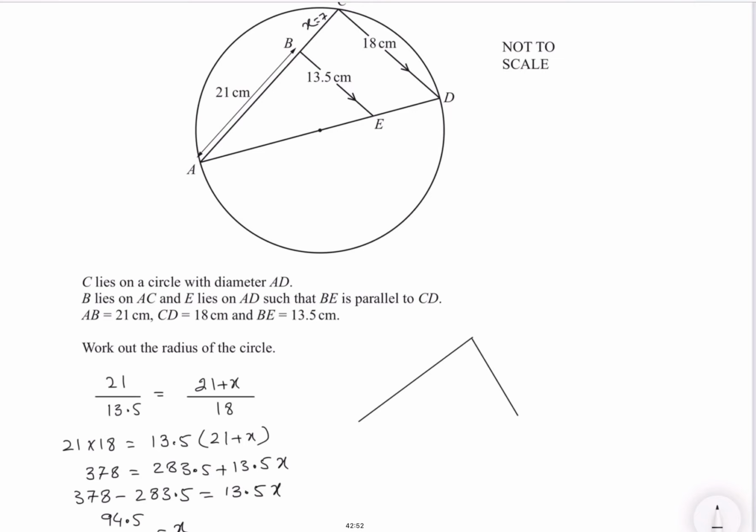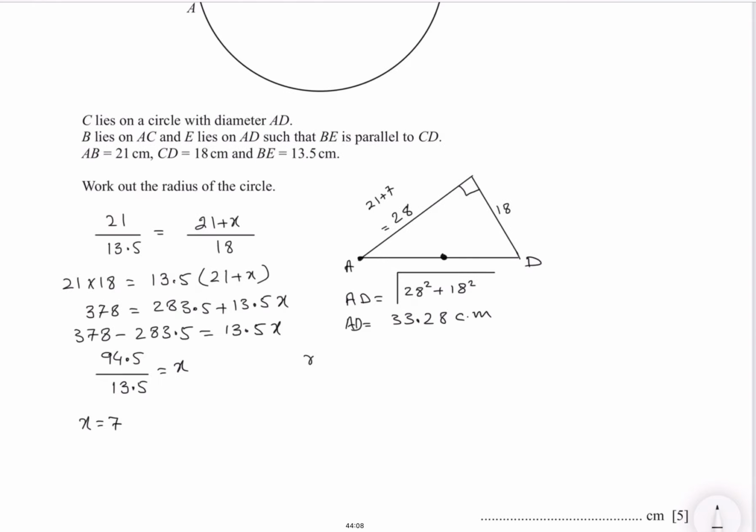Now we can use the Pythagoras theorem. 21 plus 7 is 28, and 18, and 90 degrees on the circumference. Now use the Pythagoras theorem to find out AD. So your AD is 33.2, which is a diameter. So divided by 2 to get the radius, 16.64.